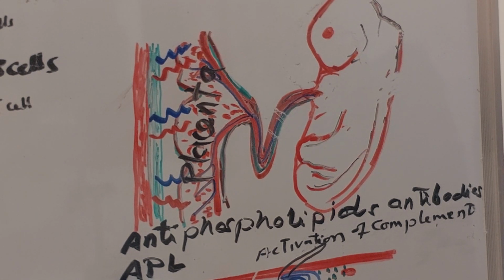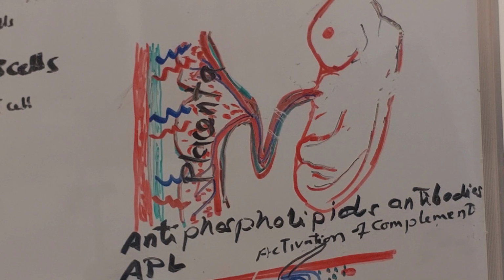So, antiphospholipid antibodies affect the function of phospholipids. And as you know, phospholipid is a type of lipid that is the main component of the cell membrane, and it is permeable to molecules that can dissolve in fat, for example oxygen, carbon dioxide.